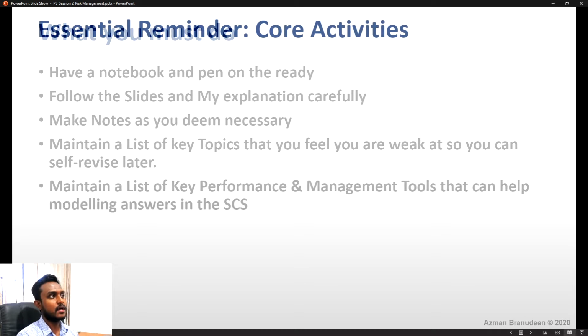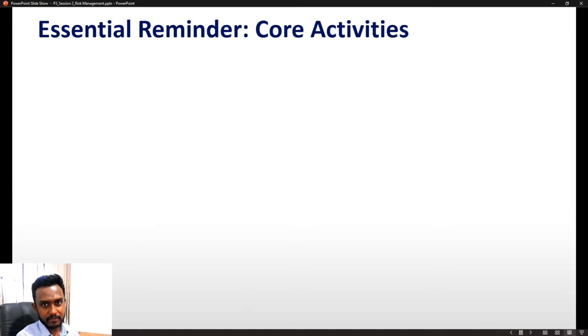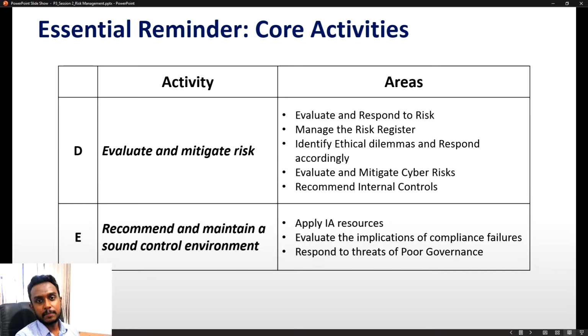On that note, a quick reminder on the core activities. As you know, P3 relates to core activities D and E, D being evaluating and mitigating risk, E being recommending and maintaining a sound control environment. So predominantly this particular segment is going to be focusing on the risk management aspect, which closely associates with core activity D, evaluating and mitigating risk.